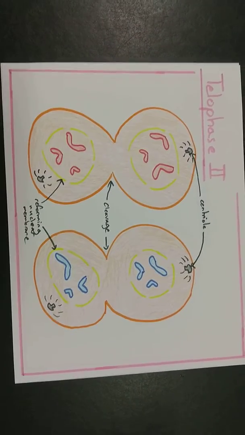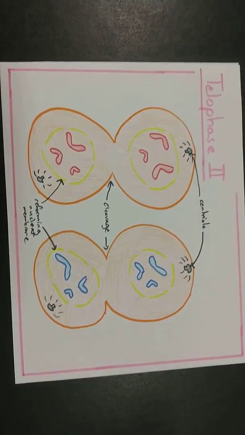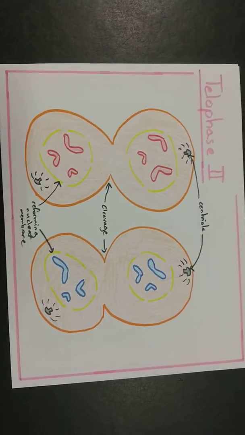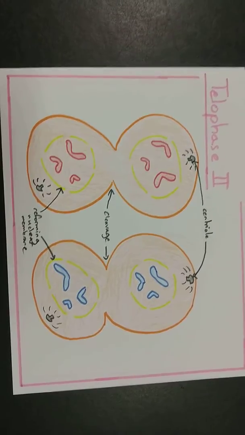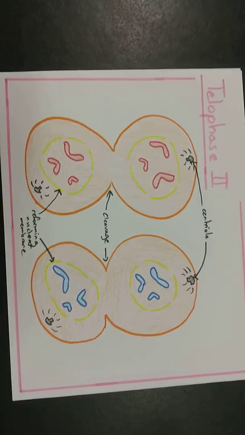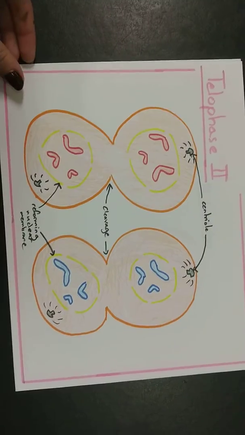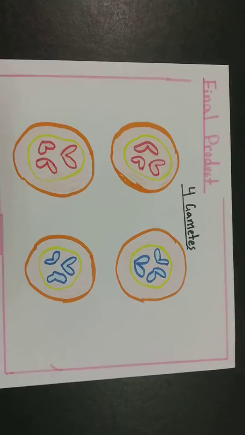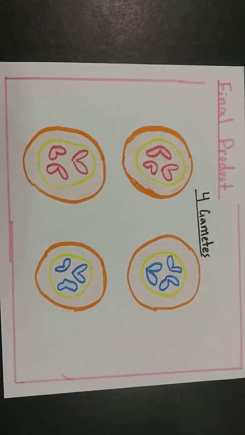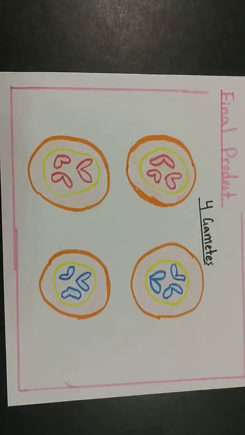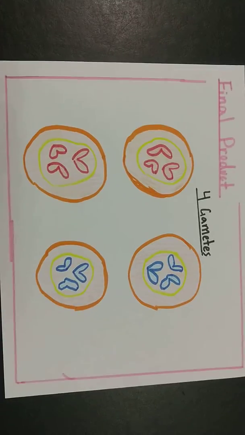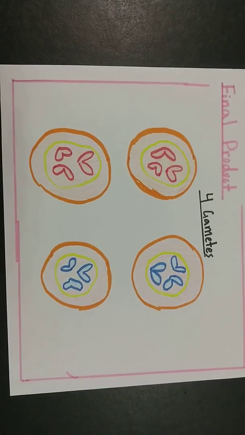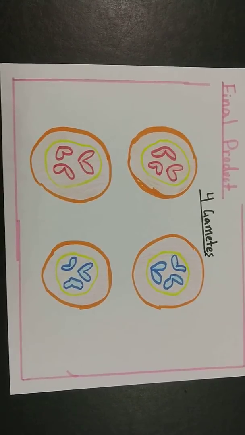Spindle fibers break down, and the nuclear membranes reform around the chromosomes once more. The cells begin to split again through cytokinesis to form a total of 4 cells. At the end of this process, you end up with a total of 4 gametes, which are sex cells. It's the cells that you use to reproduce that contain each only half of the DNA of a normal cell.